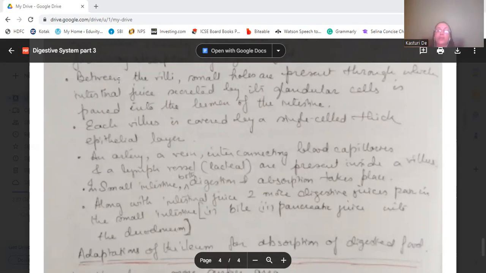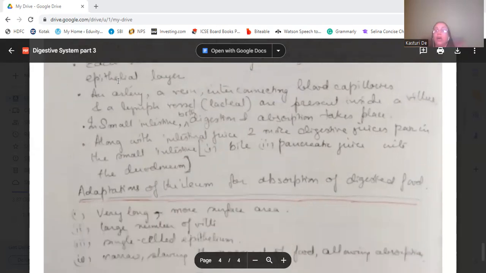In the small intestine, both digestion and absorption take place. Digestion takes place in the first part of the small intestine, and in the second part, inside the ileum, the main process is absorption. Digestion also takes place, but the main process is absorption. Along with the intestinal juice, two more digestive juices are poured into the first part of the small intestine, the duodenum. One is bile, another is pancreatic juice. We will discuss these two in the next video.